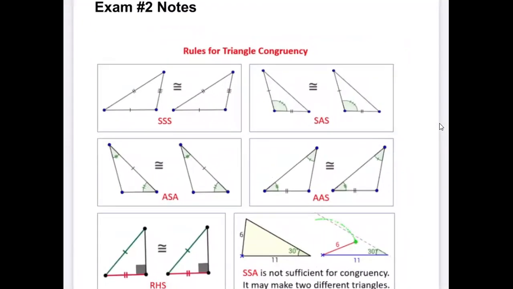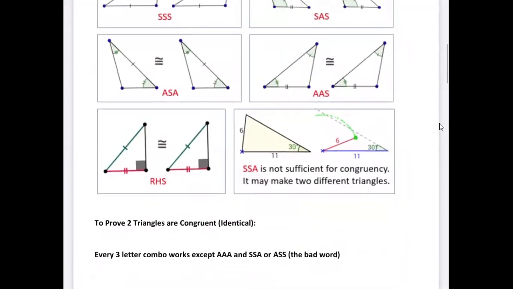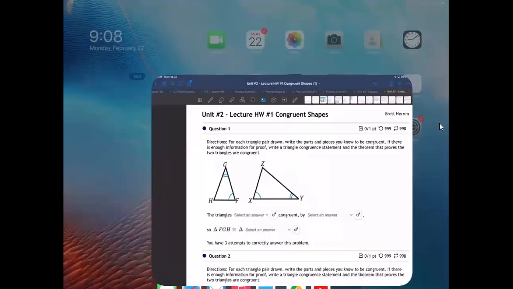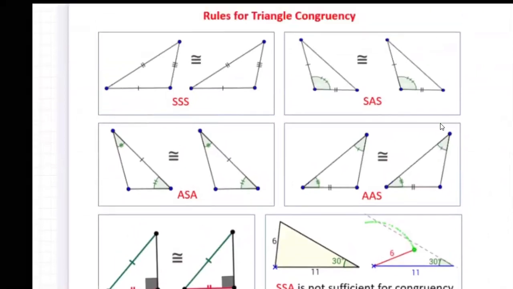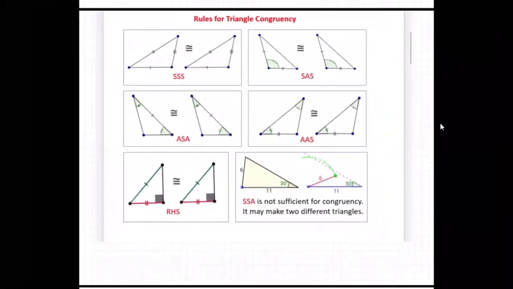And the very first thing is the rules for triangle congruence. And I've said a couple statements there. I pasted them over here where I can write on them for you. There we go. So here's the exam 2 notes. Let's talk about triangle congruency.